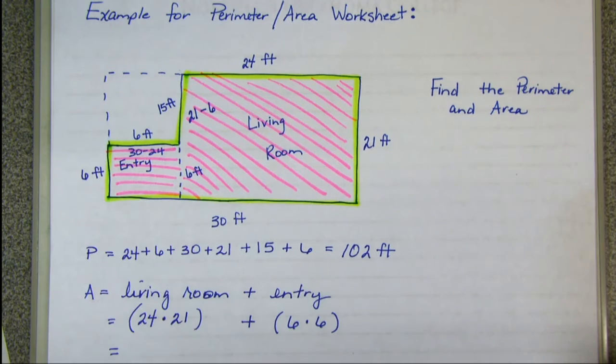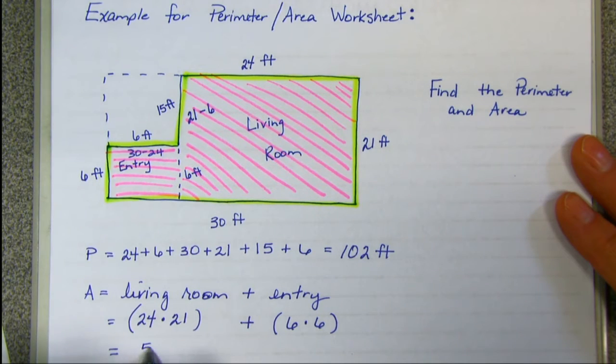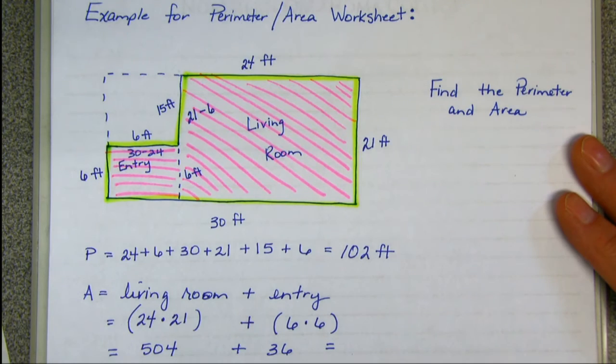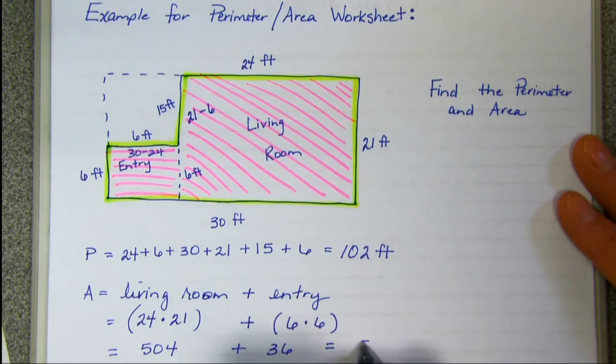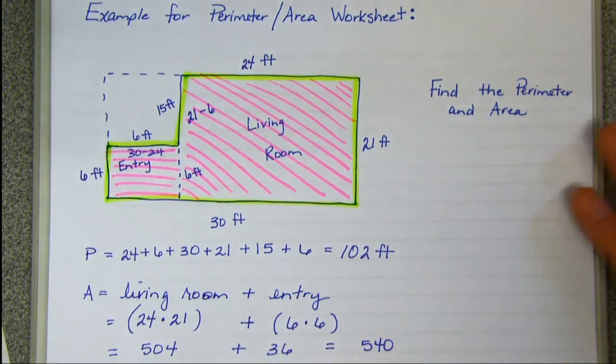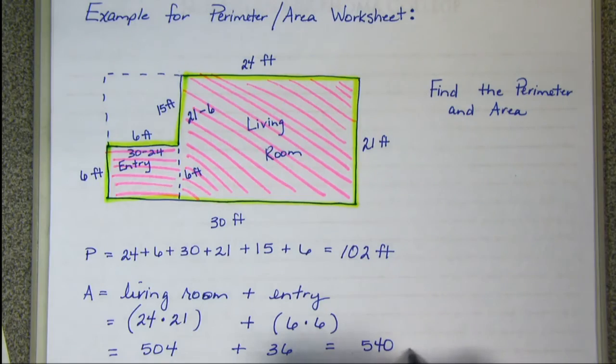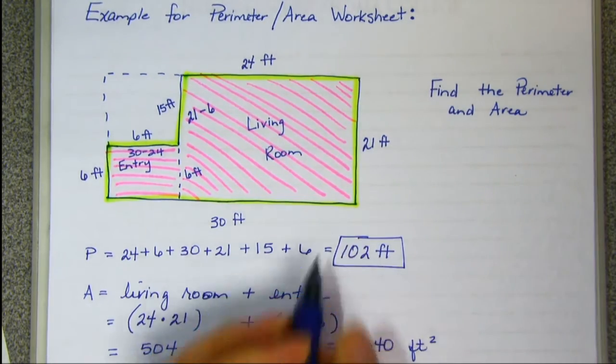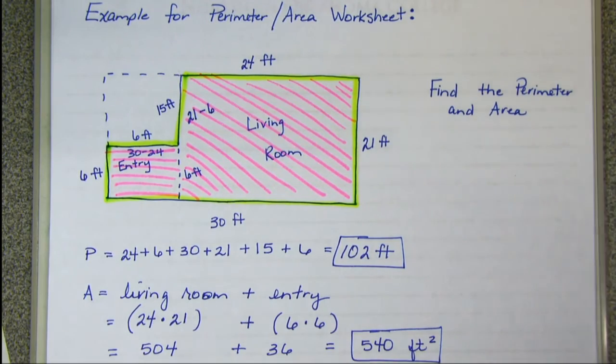Turn my calculator on. 24 times 21 is 504, plus 6 times 6 is 36. So 504 plus 36, I get 540. And then don't forget, this is area, so it is feet squared. So here's my perimeter. Here's my area.